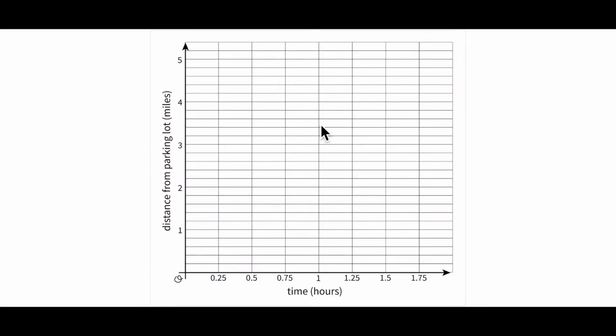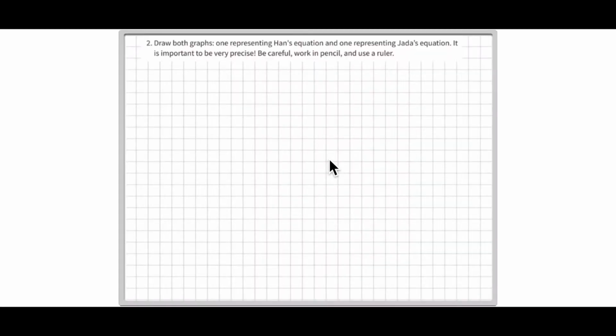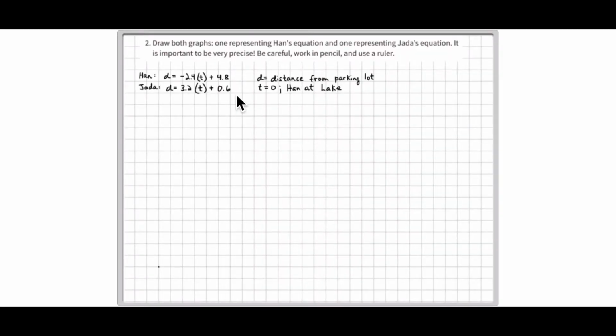Okay, you were supposed to use this graph. I had forgotten about that, so I made my own graph. And so here's Han's equation. The distance from the parking lot for each of them is D, the distance from the parking lot for both Han and Jada.